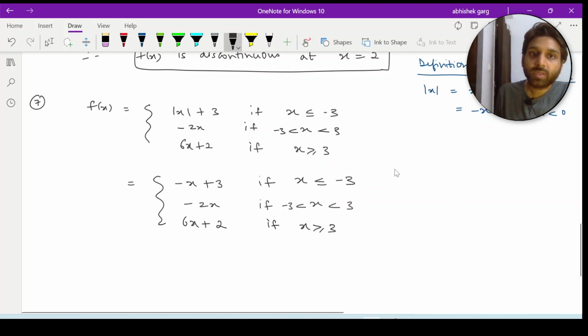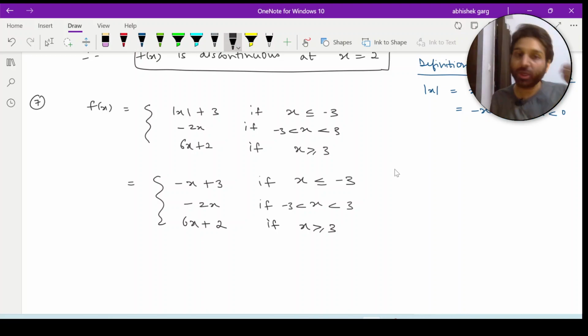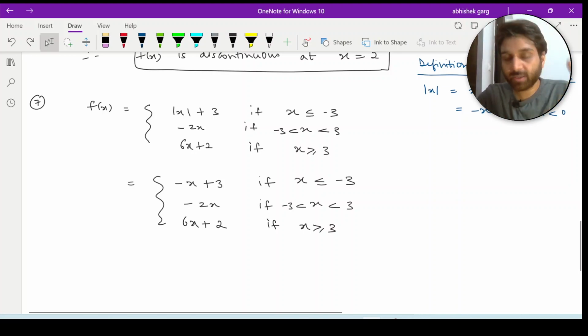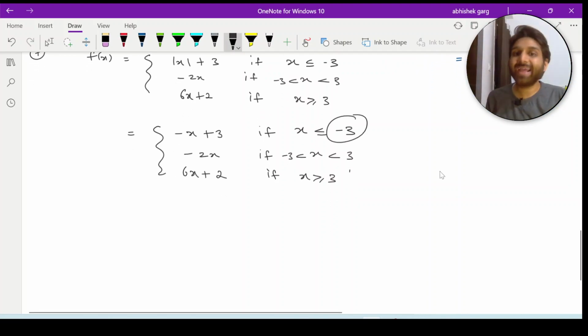All right, now at which points do you think we should check the continuity of this function? At the game changing points. So what is a game changing point? Where the function is changing its behavior. So as you can see here, when the value of x is -3 or less than -3, the function is -x+3, and when the value of x is greater than -3, f(x) is -2x, so at -3 the function is changing its behavior. Similarly, when the value of x is less than 3 the function is -2x, and when x is greater than 3 the function becomes 6x+2. So 3 is another point where the function is changing its behavior. So we have to check continuity at two points, at x equal to -3 and at x equal to 3.